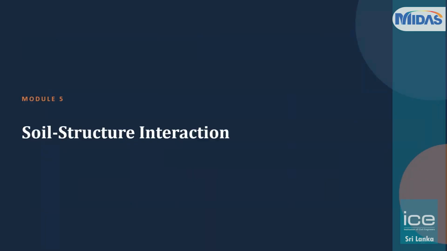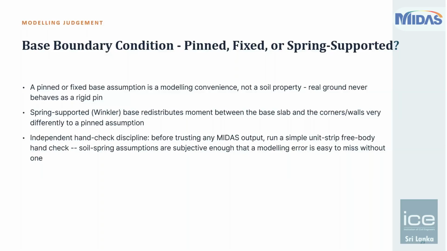Now comes the soil structure interaction. Basically, I wanted to discuss the base boundary condition. Generally, we would not assume it in simple modeling, right? If you were doing a 2D analysis, then you might not assign the soil springs, and you might go ahead with the design assuming the pin fix case, right? So which one is correct? The pin fix base assumption is a modeling convenience, not a soil property. Near real ground can never behave as a rigid pin.